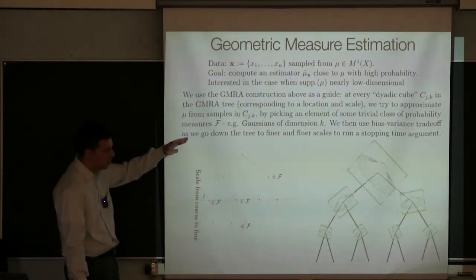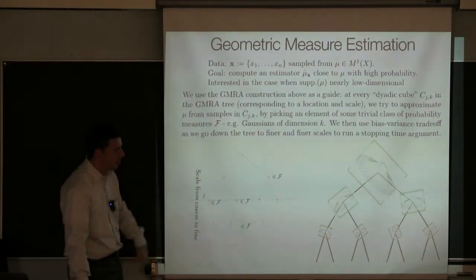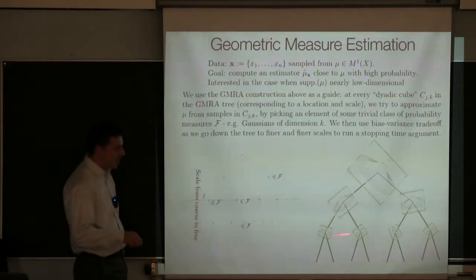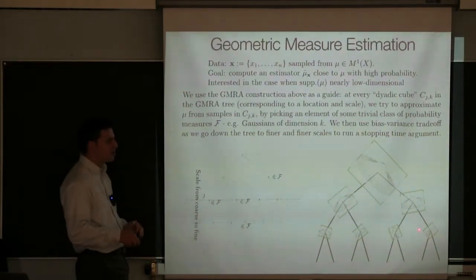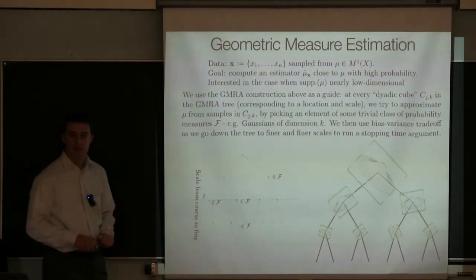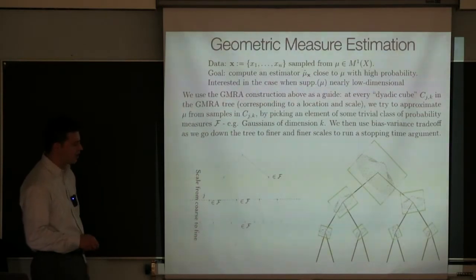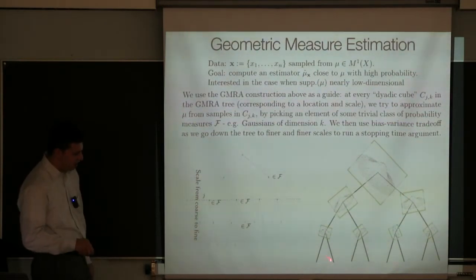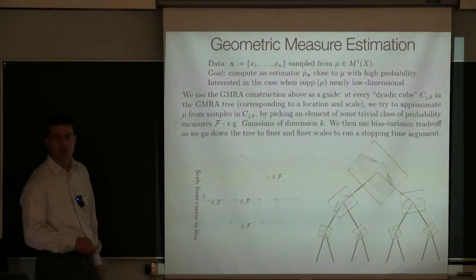But so we're playing a multiscale approximation game in the space of probability measures. As we go down, our flexibility increases. We have more and more nodes, more and more little Gaussians that we can try to fit to the data. And we get better and better, provided we have enough data. As before, as we go down the tree, in each node we have fewer and fewer samples.